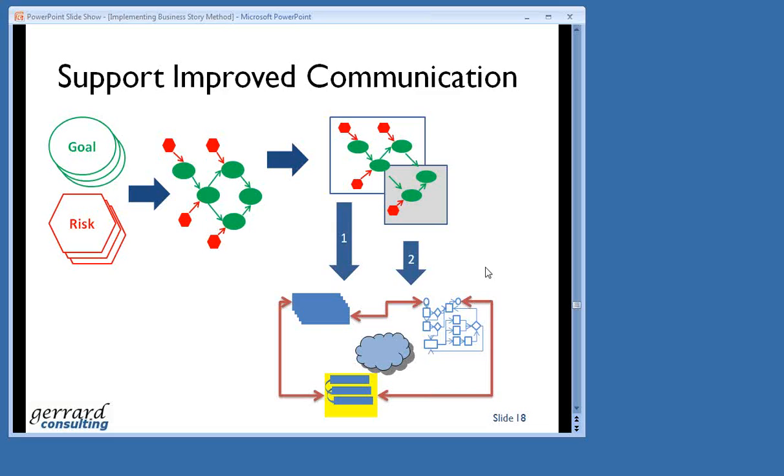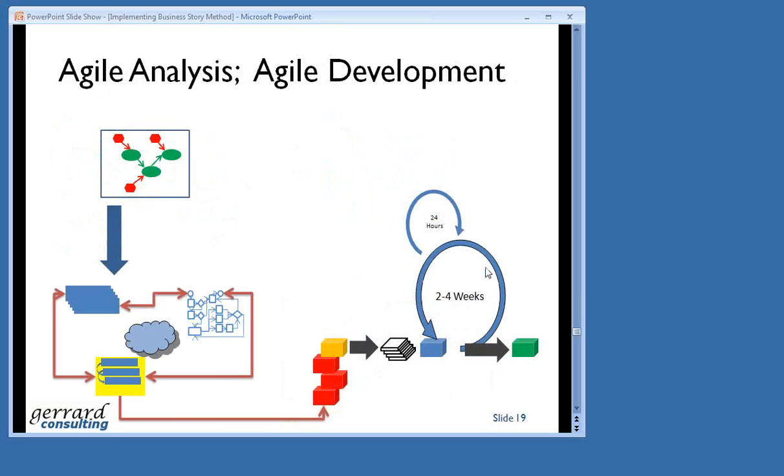Now, having that traceability of business stories right the way back to the goals does add a lot of value to improve communications, and everybody has a common understanding of what's expected from the software before the software starts to be written. How does that actually work in terms of supporting development? Because I said at the beginning of this that stories can support Agile development and structured development.